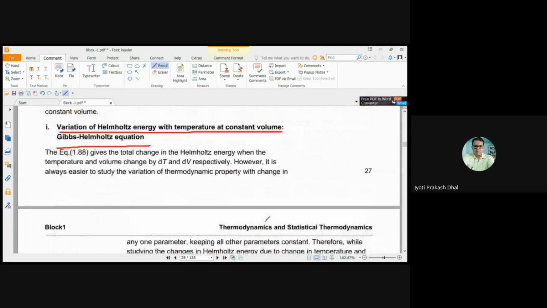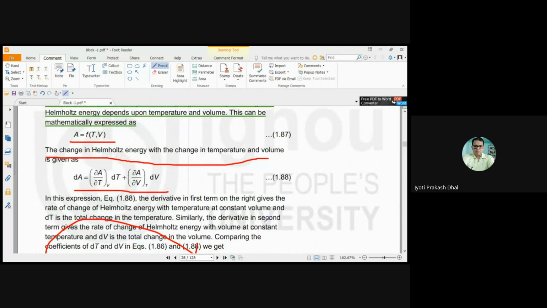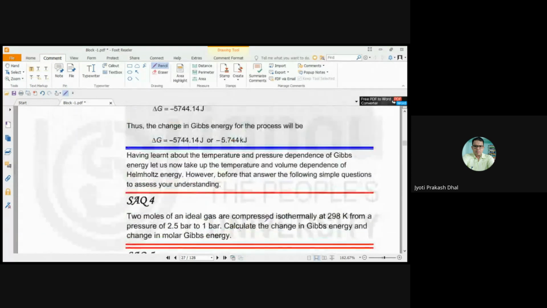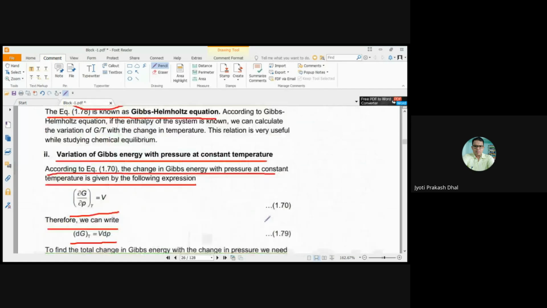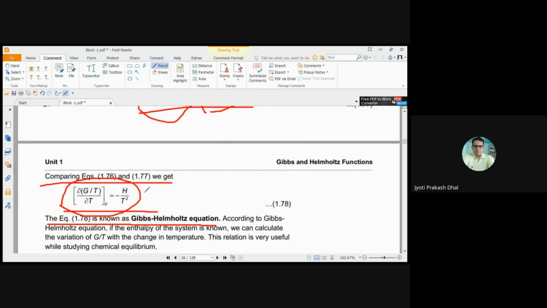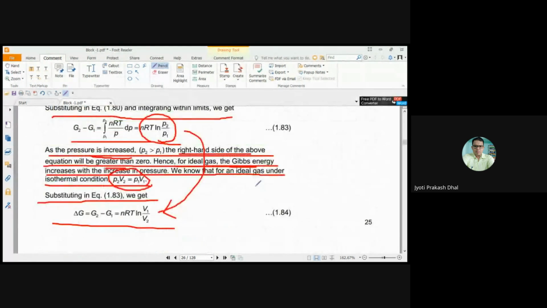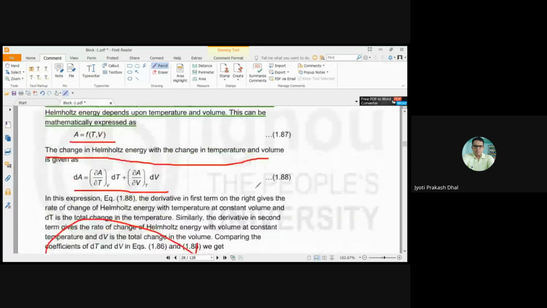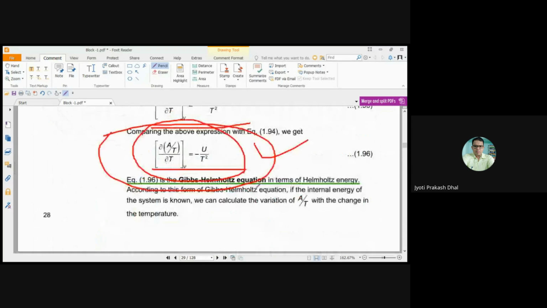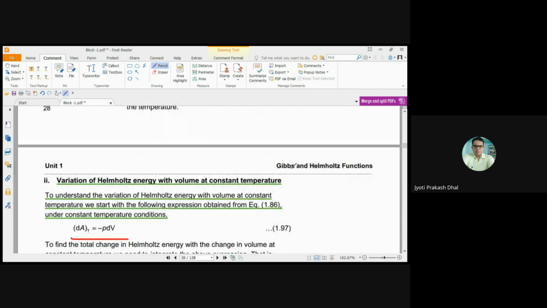You can see exactly we have derived the same equation. This one. So this is 1.78, that is the Gibbs-Helmholtz equation, and similarly you will find 1.96, that is also another form of Gibbs-Helmholtz equation. So both the derivations are exactly similar, and these are two different long questions.